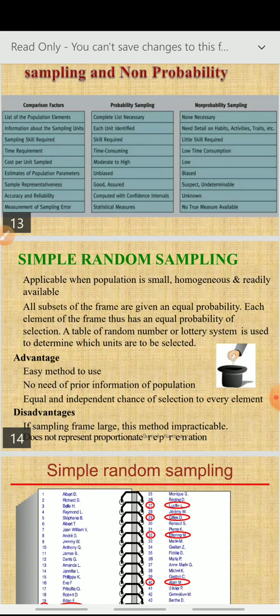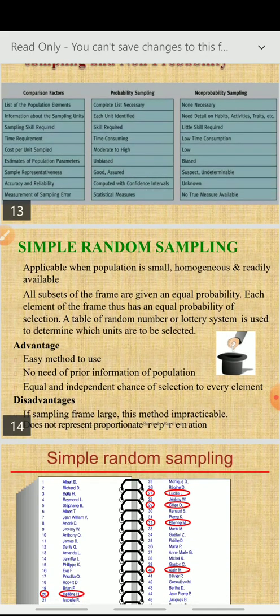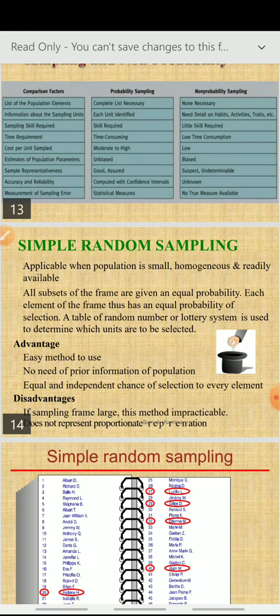Accuracy and reliability are computed with confidence intervals. In my previous video, the confidence interval was clearly mentioned, that is at 95% or 99%, showing how sure the researcher is that the data is error free. But in non-probability sampling, we are not considering any confidence interval or sampling error. Measurement of sampling error is done by statistical measures in probability, whereas in non-probability there is no true measure available.